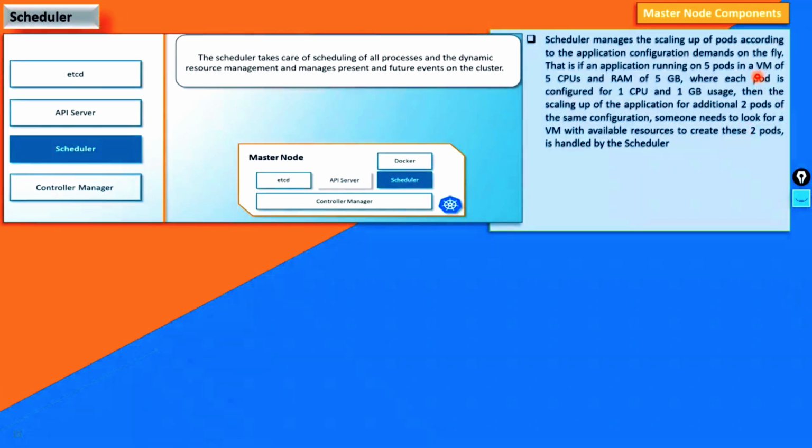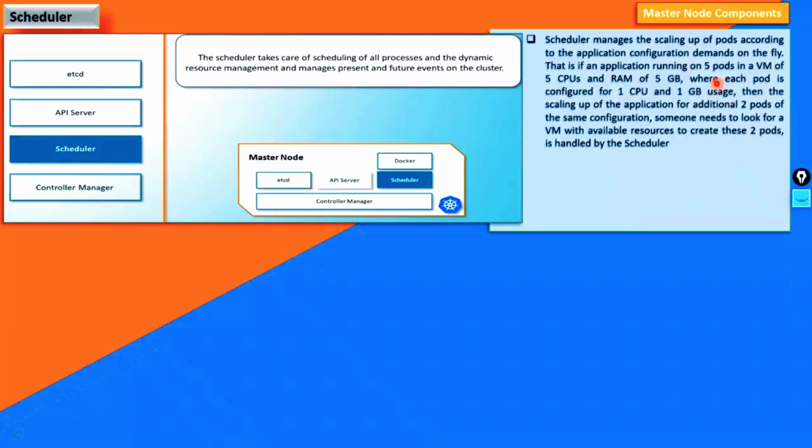Let's say you have a virtual machine, and you have deployed 5 pods onto that, which takes 5 CPUs and a RAM of 5 GB. So the virtual machine has 5 CPUs and a RAM of 5 GB, and each pod is configured to have 1 CPU. Within the pod, as I told you, the deployment manifest file can mention the resources that are required for this pod. So let's say it has mentioned that this pod will require 1 CPU, 1 processor, and 1 GB of storage. Okay.